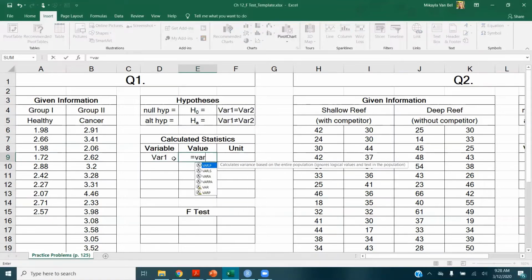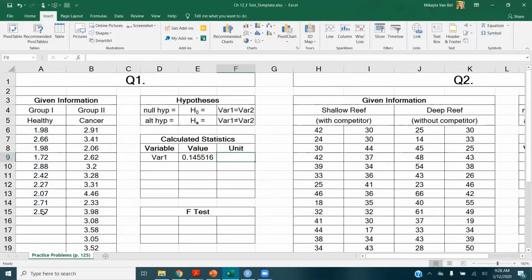Calculating that, we'll use the var.s function, which we're very familiar with. Select only the samples from the healthy group, and we get 0.145. The unit here, as a reminder for variance, is going to be deviation squared. Variance units are squared. Standard deviation units are not squared, which is why we use standard deviation to compare values more than variance. Now we'll find the variance of the second group.